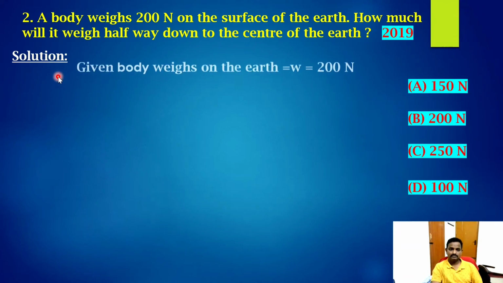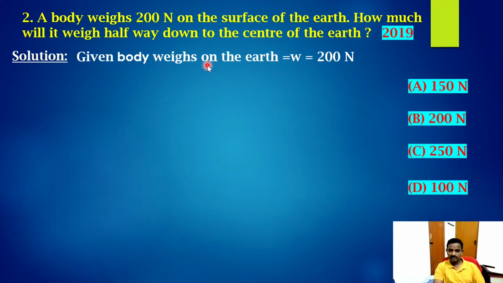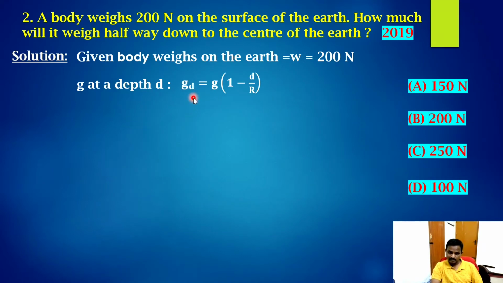Solution: given body weighs on the earth, that is W is equal to 200 Newton. Now g at a depth d. Acceleration due to gravity at a depth d, we have the formula: g at depth d is equal to g on the surface of the earth times bracket 1 minus d by R. Here d means depth, R means radius of the earth.